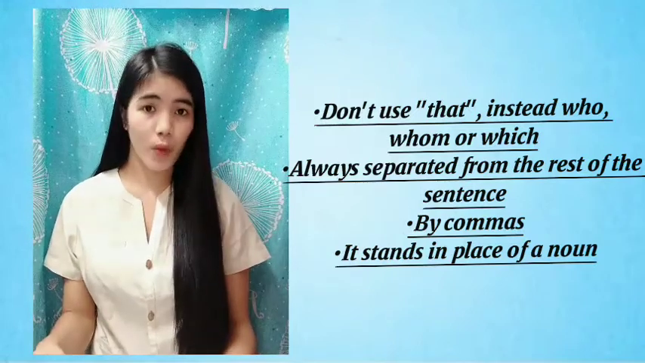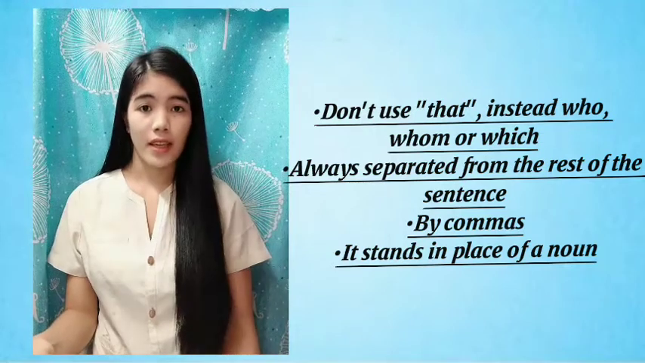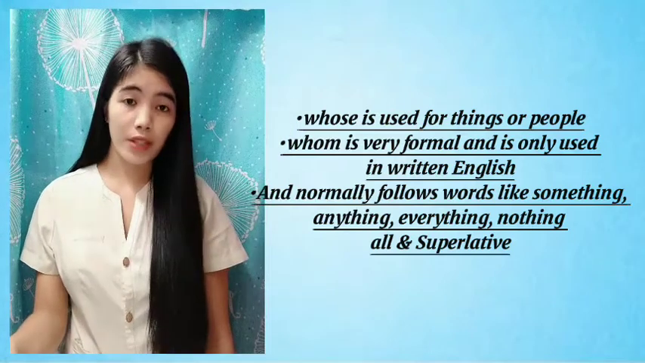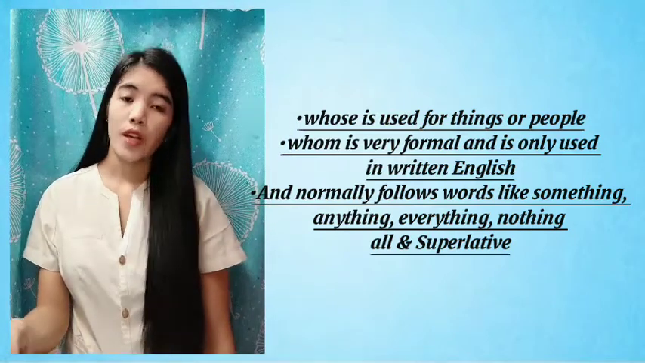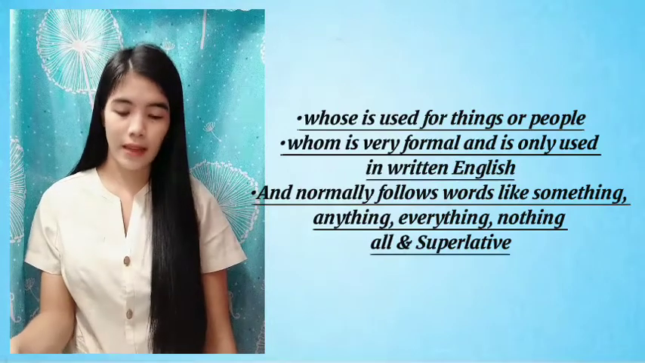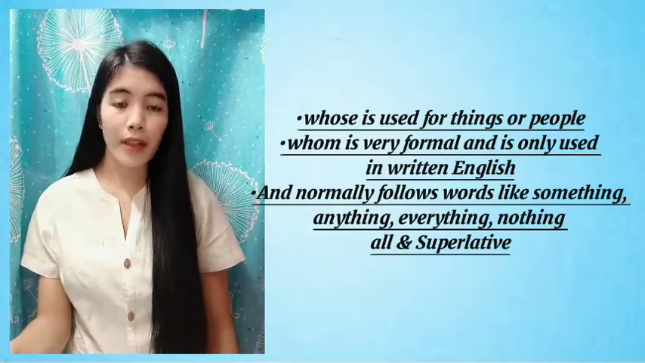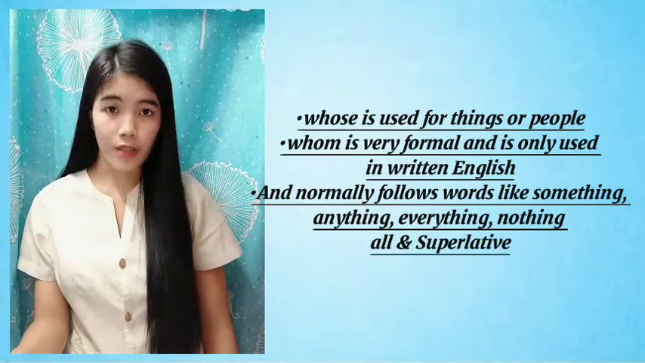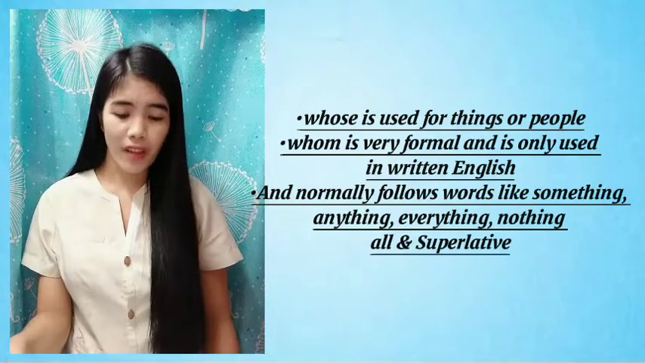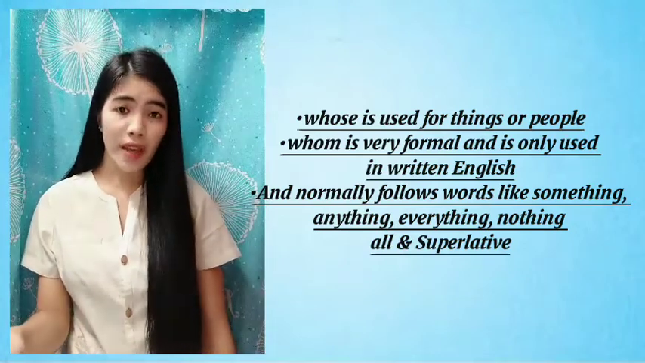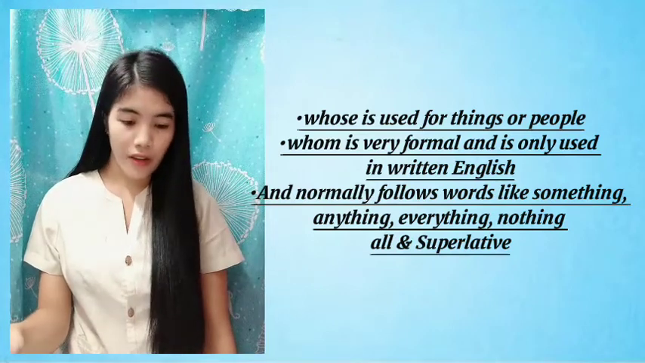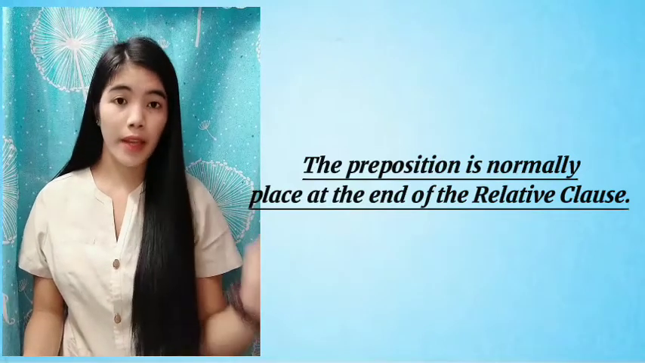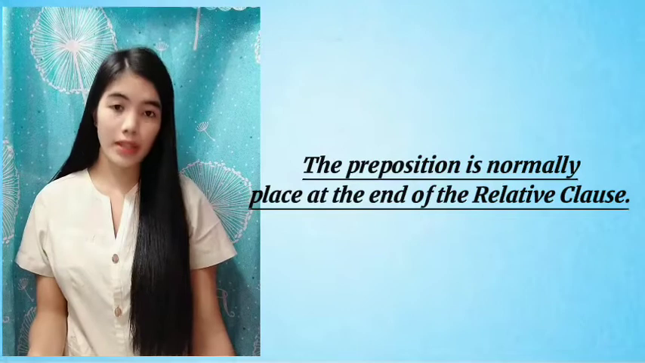The next one is a pronoun, and it stands in the place of a noun. Then whose is used for things or people. WHOSE. And whom is very formal and is used in written English. WHOM. And it normally follows words like something, anything, everything, nothing, all, and superlatives. And now the preposition is normally placed at the end of the relative clause.